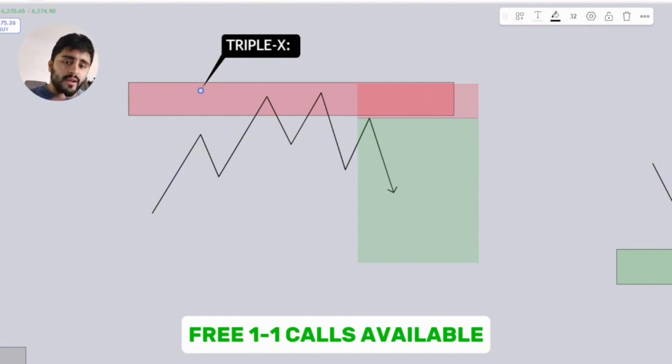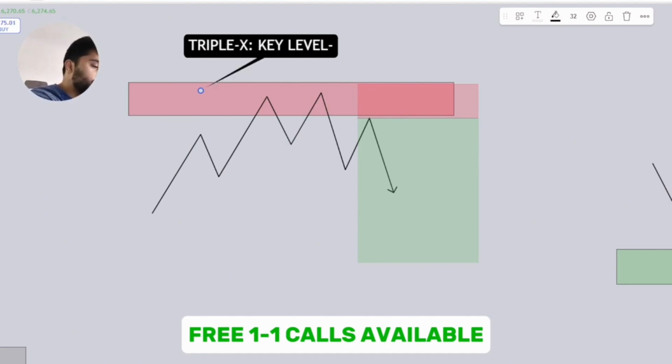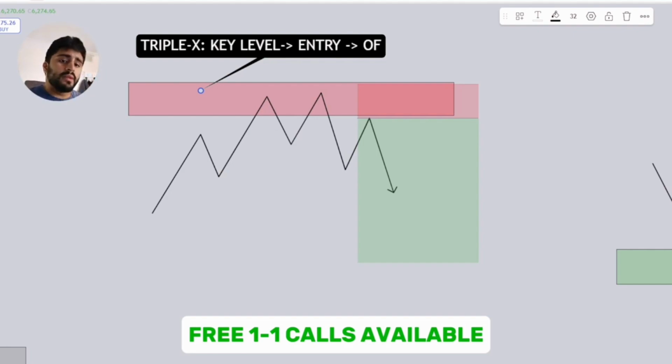If I were to break this down even more simply for the SMC ICT traders or just generally anyone, you're looking for a key level to trade from. You're looking for price to enter the key level, so you're looking for an entry. Then you're confirming everything with the order flow, so I'm just going to write OF, order flow. And that's what we're going to be going over.